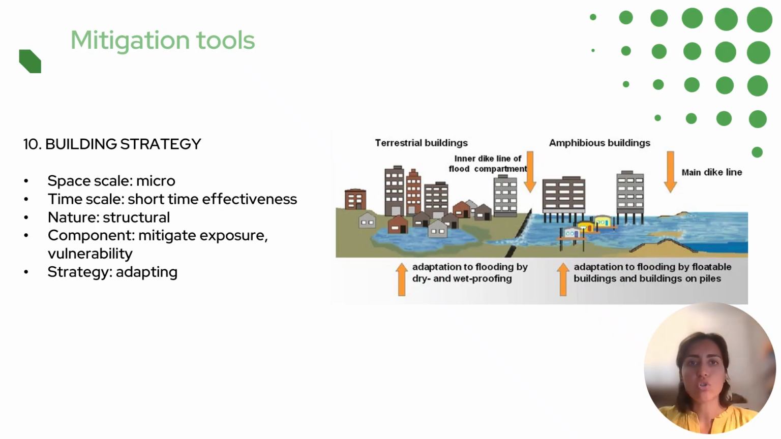Another micro-scale measure involves building strategies. This means designing houses and infrastructures that can withstand floods, for instance by elevating them, using wetproofing techniques, or constructing amphibious buildings that can float when flooded. These are structural solutions with short-term effectiveness, and they aim at reducing exposure and vulnerability. The underlying strategy is adaptation. We do not eliminate the hazard, but we reduce its impact on people and assets.